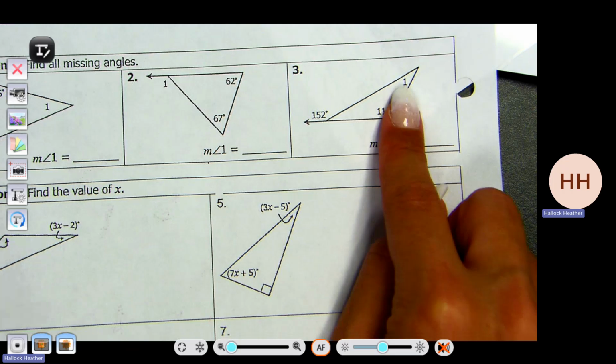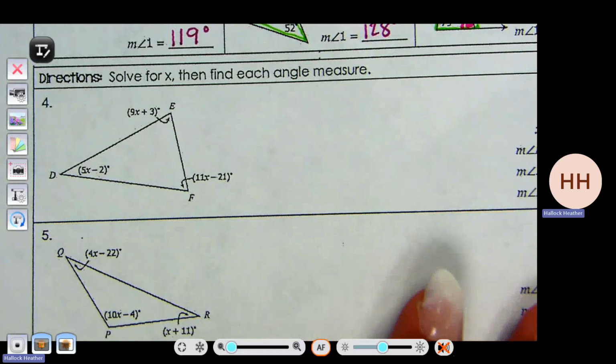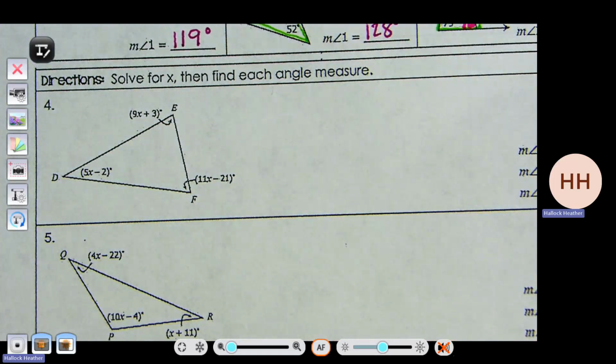Are we okay now? Okay, so let's go back to the front. So on the front, now we're going to add some equations. So for number 4, it says solve for x, then find each measure. Is this a regular triangle or does it have a tail? It's a regular triangle, right?